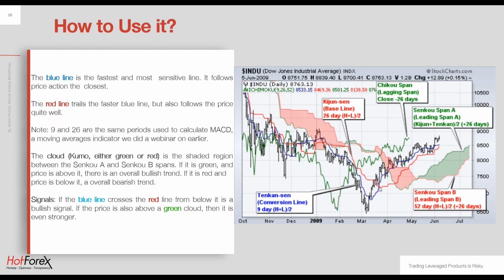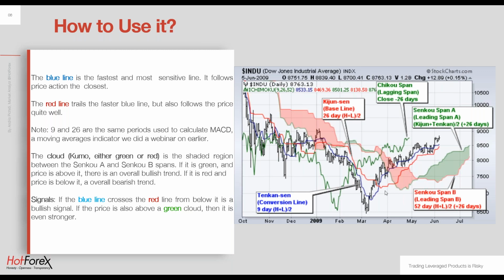Now we can see an example of the Tenkan-sen cross, the blue crossing above the red. So that's a bullish signal for the short term. But at the same time, we can see that the cloud is red. So that's why I said it's a short-term bullish signal, for the next few sessions or days, if we are in a daily chart.